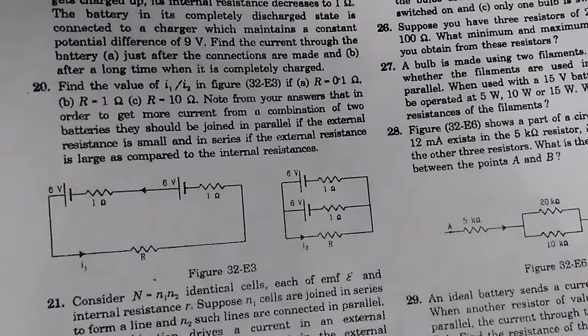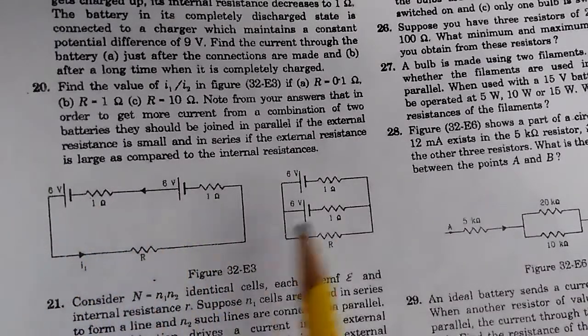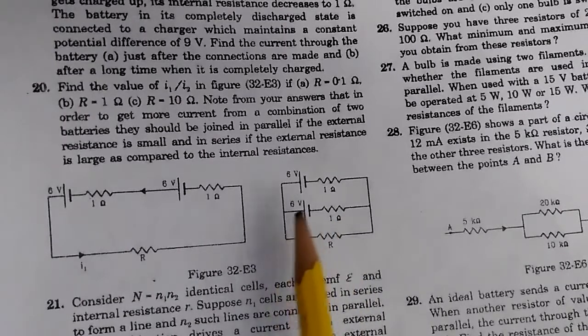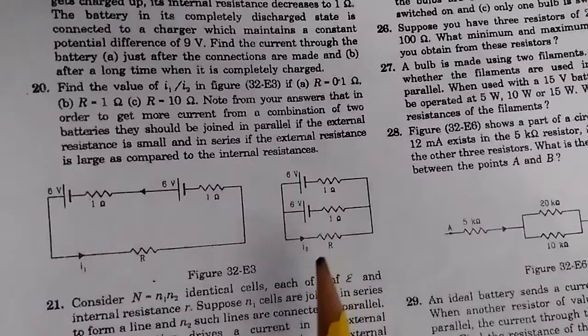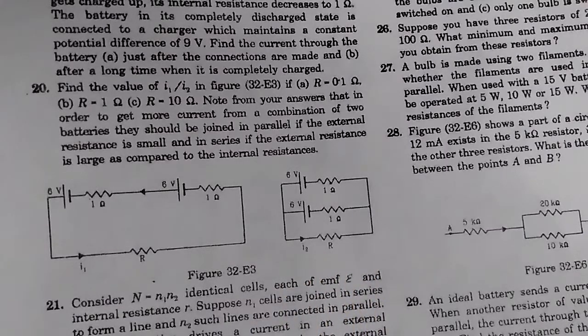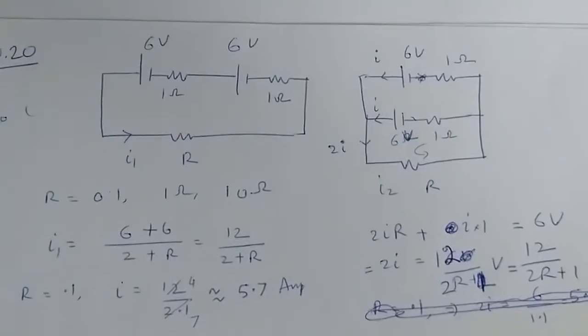What we will do is find the current flowing in this circuit as a function of R, and the current flowing in this circuit as a function of R, and then find the ratio. So this should be an easy problem.